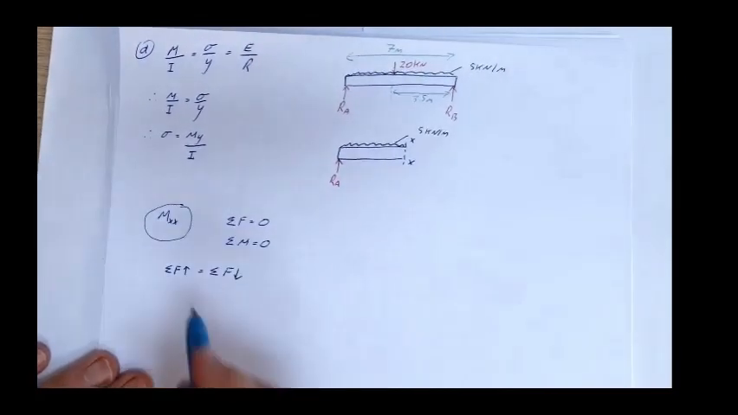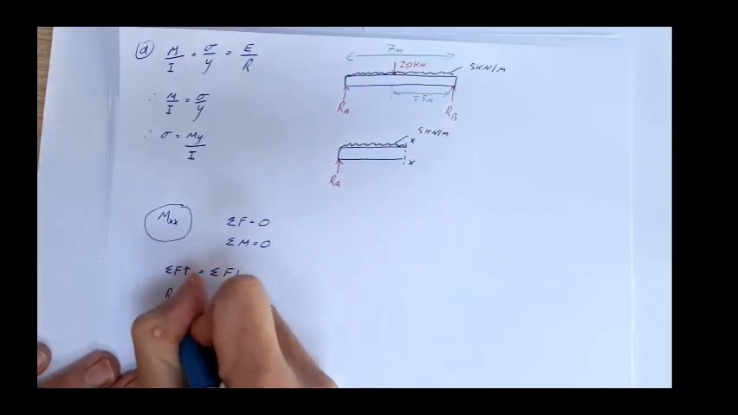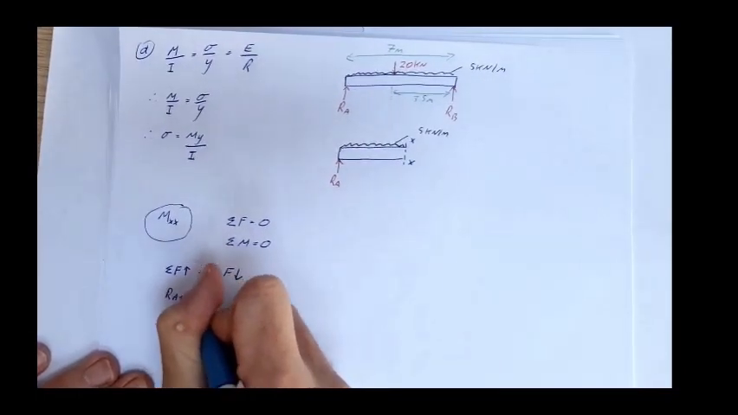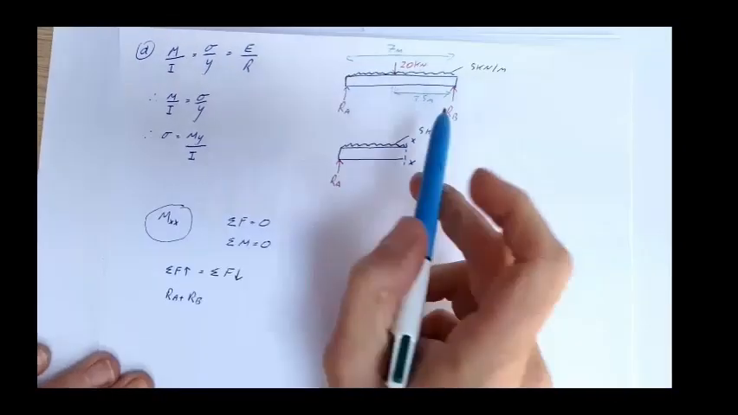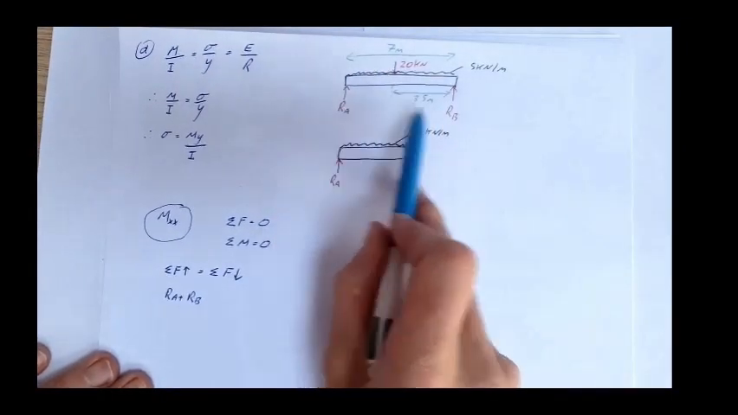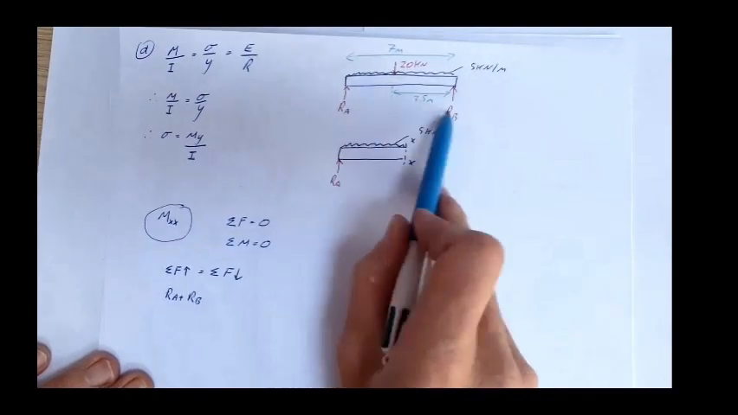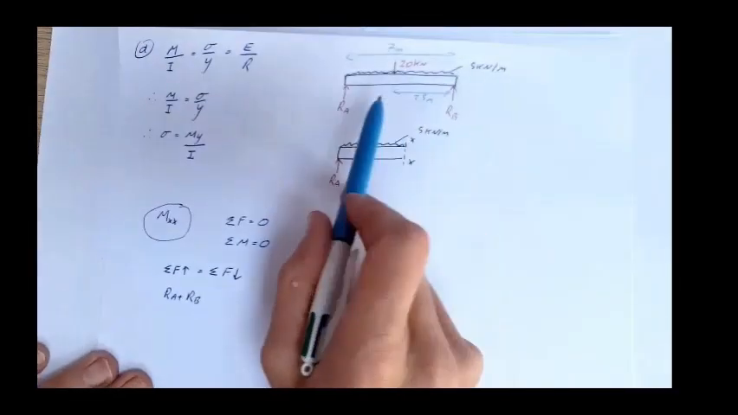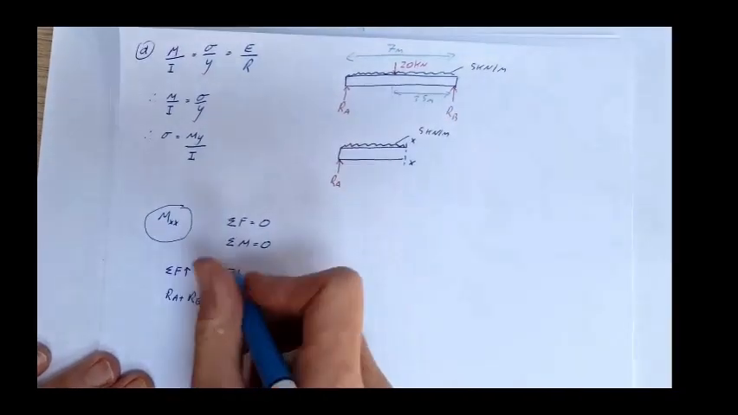Now, the upwards forces are RA plus RB. And actually, if this is all symmetrical and equally loaded, RA and RB would be the same, wouldn't they? They'd be equal in magnitude.